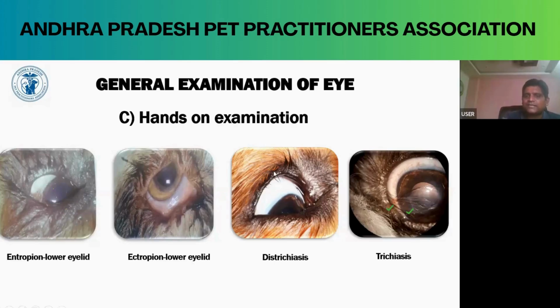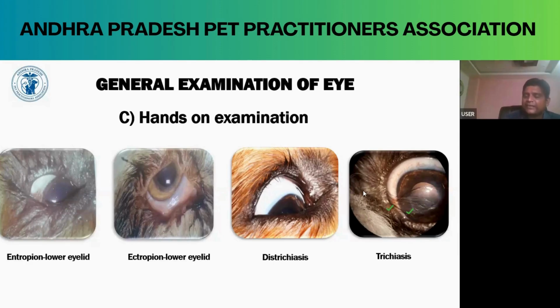In the third image, you can see some eyelashes protruding from a different location than the normal eyelash area. This condition is known as dystrichiasis. Some eyelashes appear at a different location from the normal eyelash position, and they will cause irritation to the eye, especially to the cornea, and produce opacity. This is known as dystrichiasis.